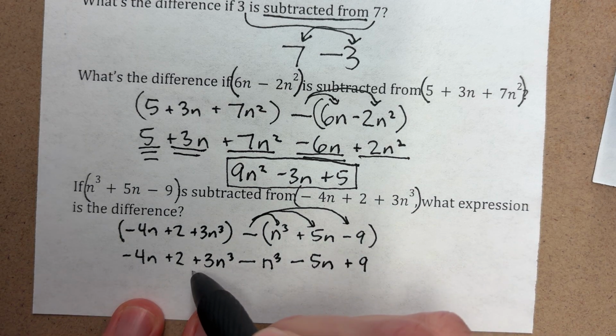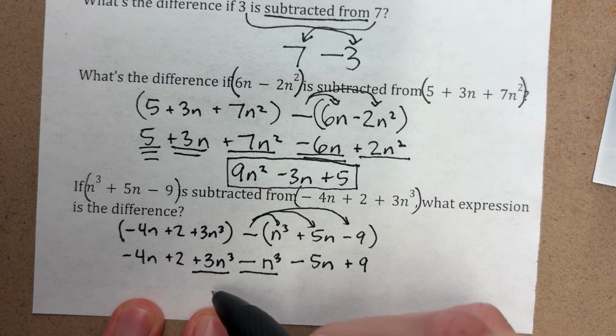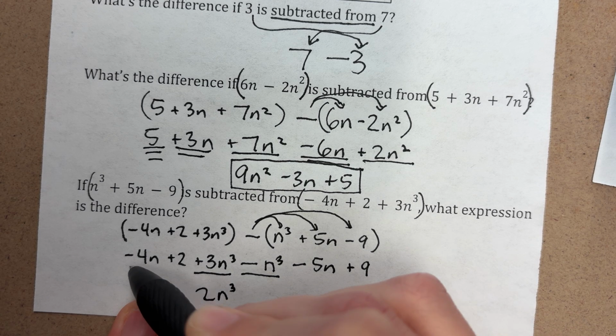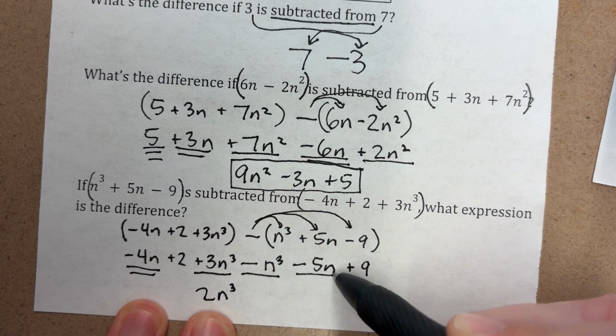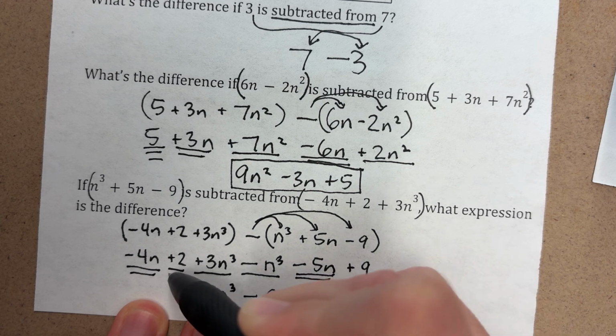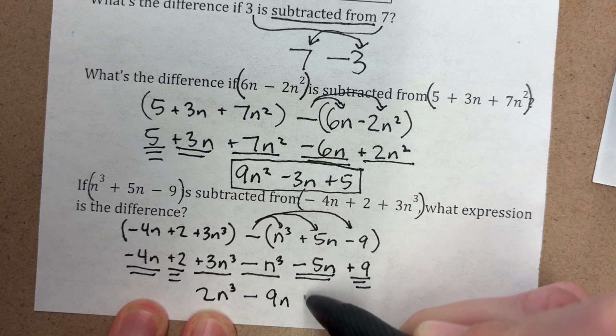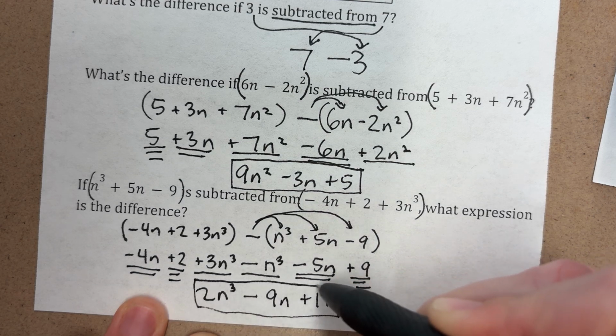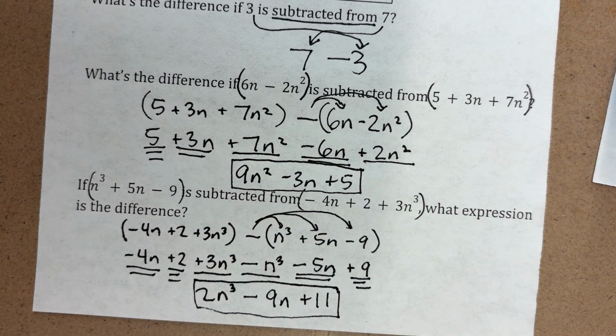Now let's combine our like terms, looking for the largest exponents first. That's 3 minus 1. That's 2n to the third. Then I have negative 4 and negative 5n. It's negative 9n. And finally, 2 plus 9 is 11. This is my answer. Go ahead and try the problems on the back.